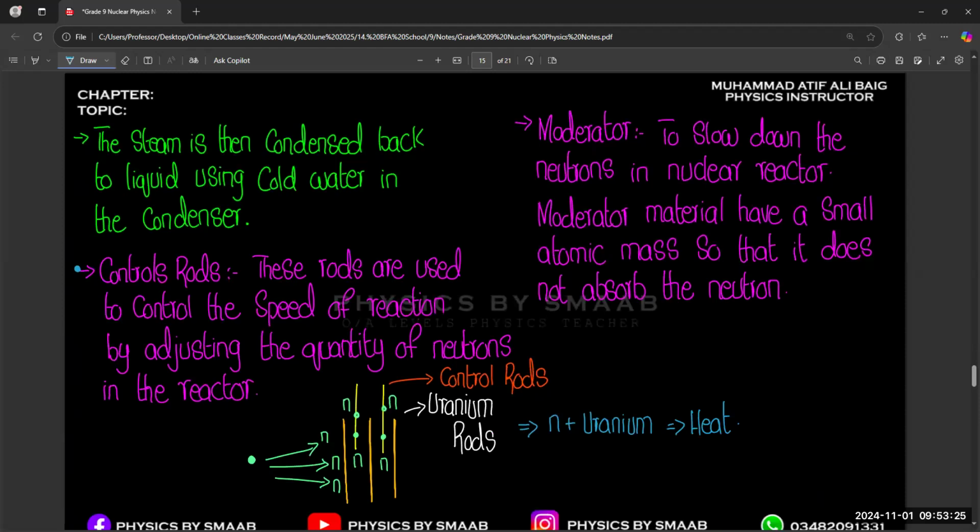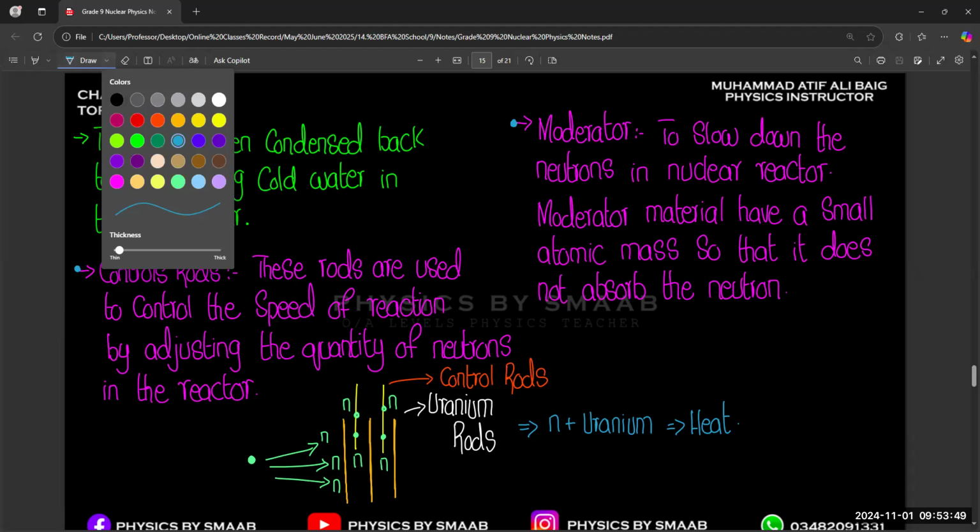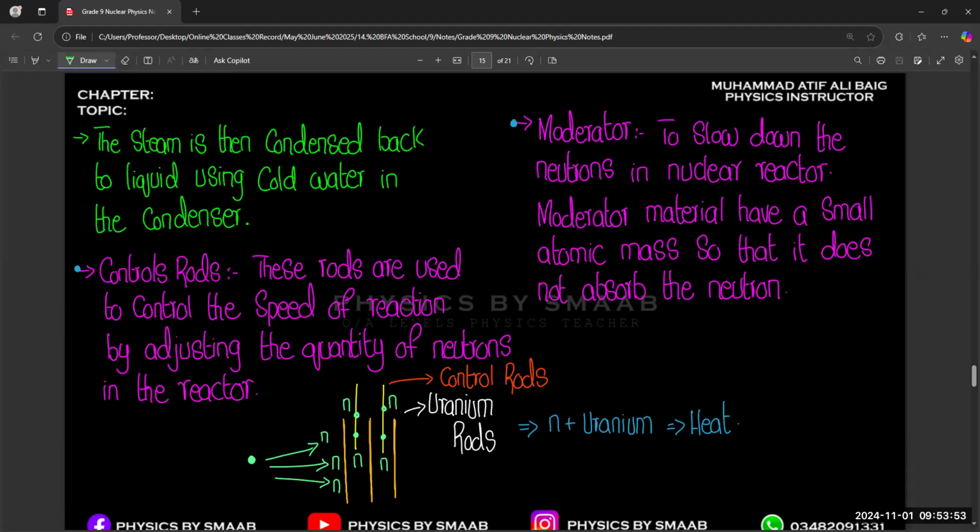And we have one more element, that is called the moderator. The moderator is to slow down the neutrons in a nuclear reactor. Let's suppose we are not using a control rod, because control rods directly absorb the neutrons coming towards the uranium rods. If you are not inserting the control rod into the reactor, we have another option. Another option is the moderator.